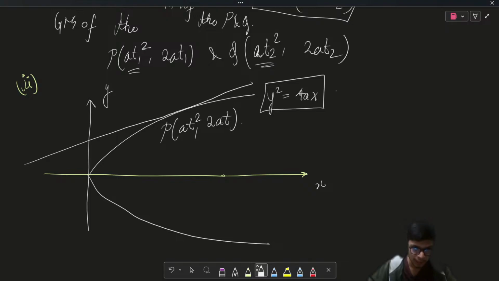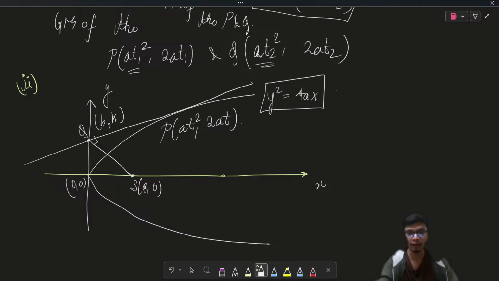Okay, so if I now take the foot of perpendicular on this particular tangent at point P, and this is point Q, and if I represent this point Q as (h, k), the locus of this (h, k) is the tangent at the vertex, that is basically (0, 0). So this is what we need to prove over here. So how can we do that?